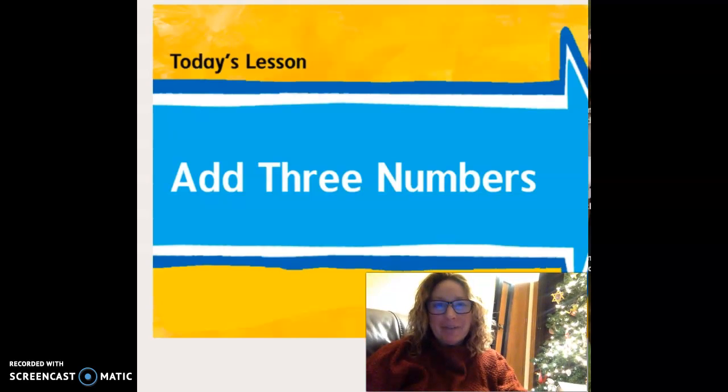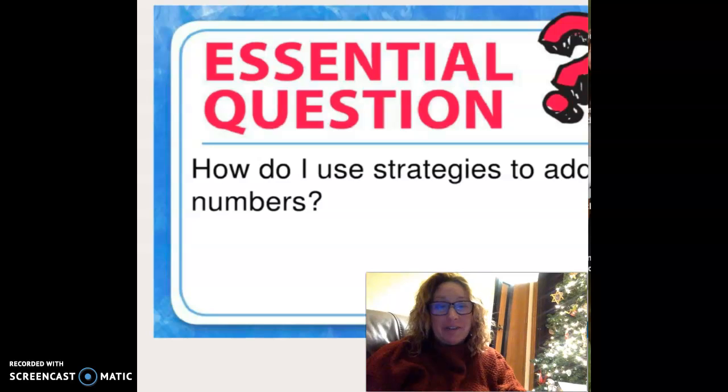Hi, first grade mathematicians. Today's Monday, and our learning target for math today is adding 3 numbers. Our essential question, which we've been working on for this whole chapter on addition strategies to 20, is how do I use strategies to add numbers? What are all the strategies that we've used?